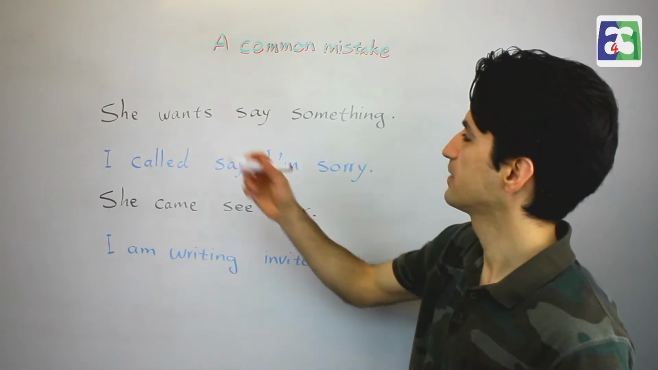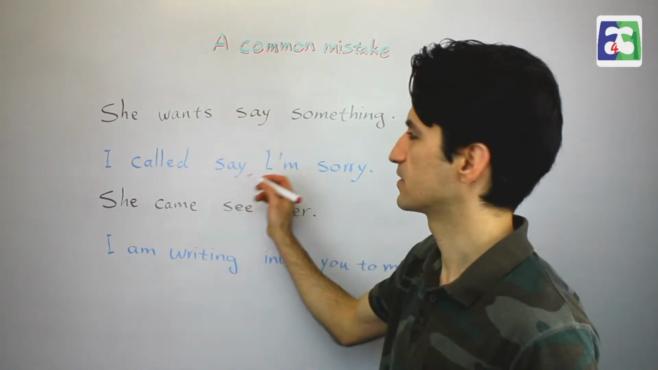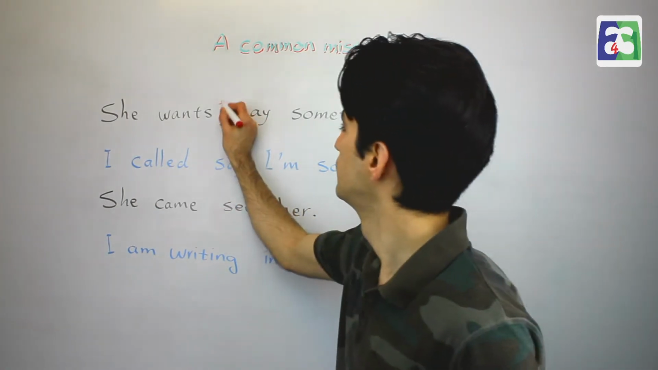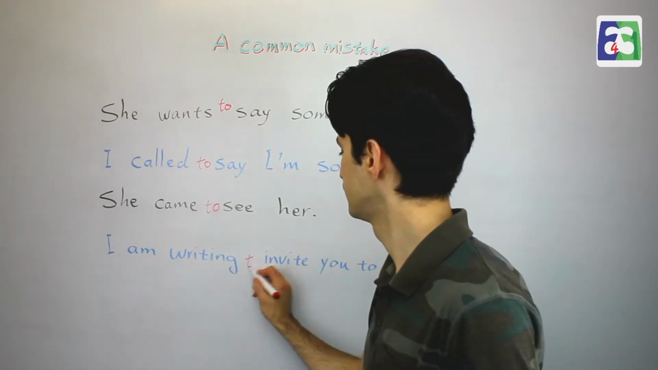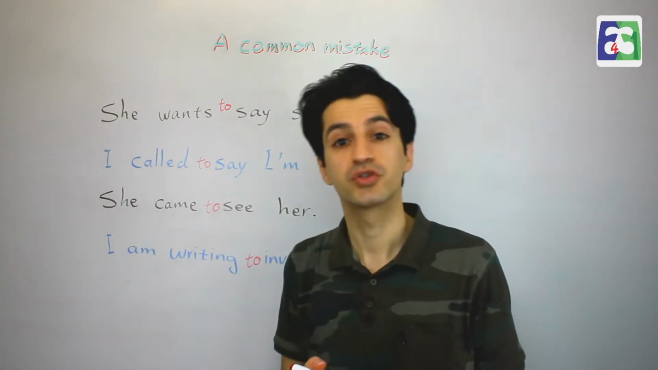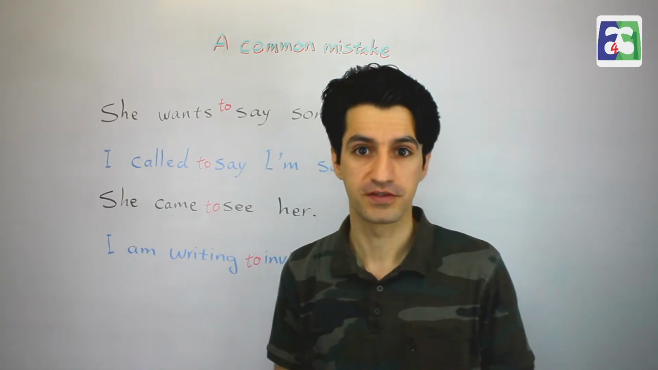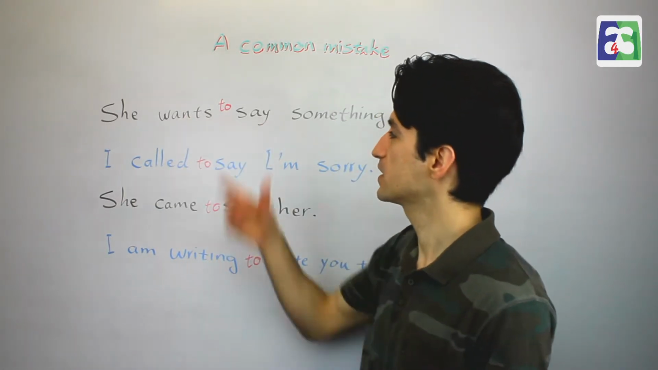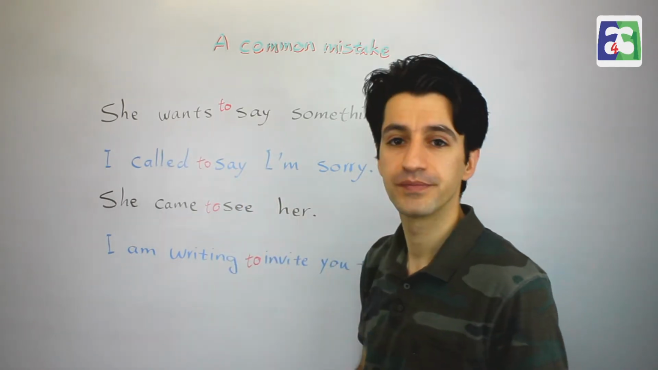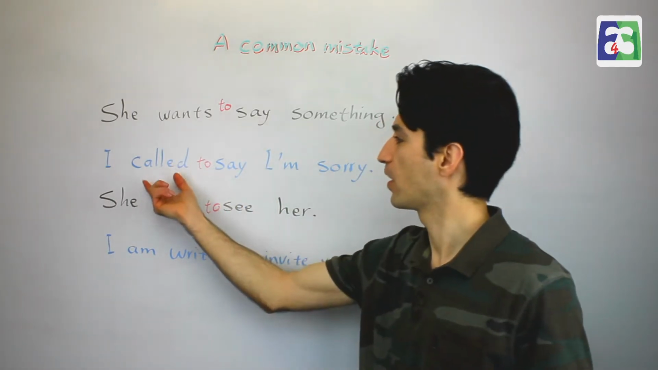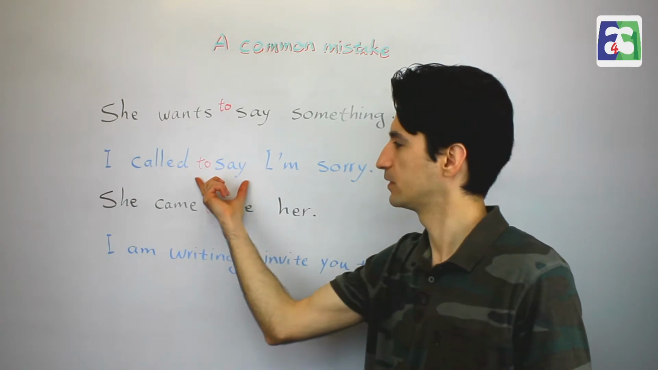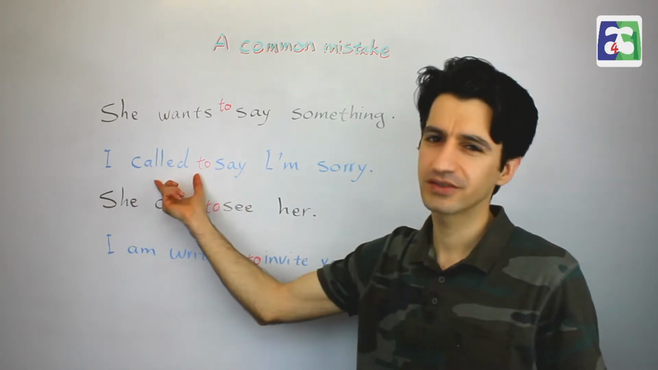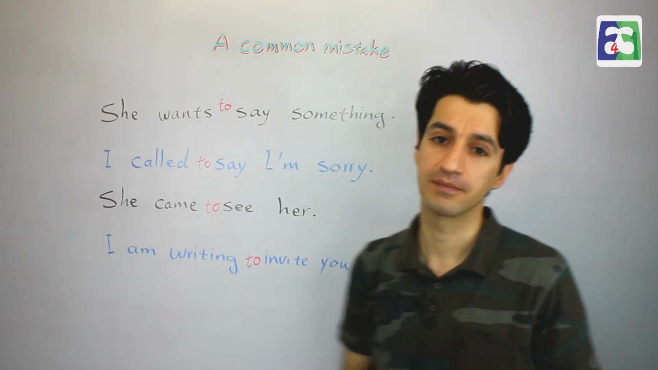So now let's look at the sentences once again with the to. Now I change these verbs to infinitives, okay? Now I've got a verb and a to infinitive. This is what she wants, okay? This is why I called, okay? I called. Why did you call? To say I'm sorry, okay?